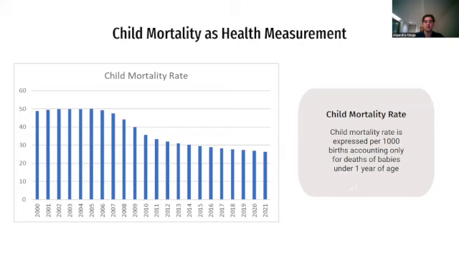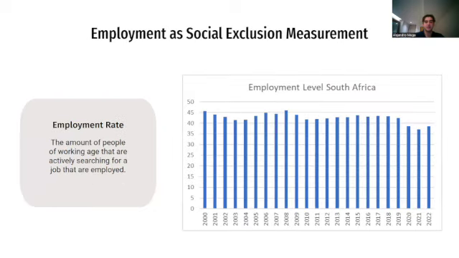This is computed as deaths of infants below 1 year of age per 1,000, which has halved from 50 to 26 over the last 2 decades, showing a clear improvement in healthcare. Lastly, social exclusion is also a factor that increases inequality within a country, which can be measured in the level of employment, with a negative correlation.